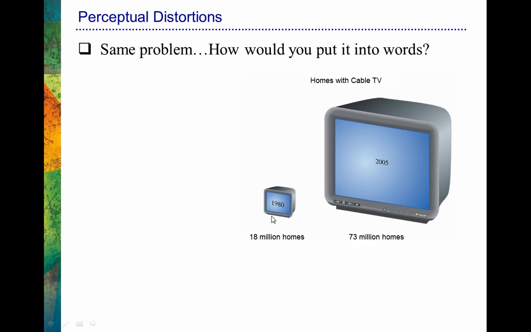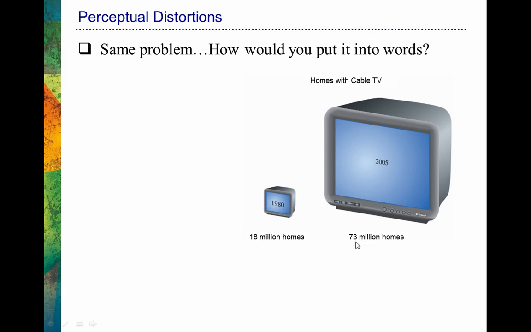18 million homes in 1980, 73 million in 2005. Well, that's a lot more. And the graphics are showing pictorially that there are a lot more homes with cable TV. But are the graphics in proportion to the numbers? That's what we want to see.